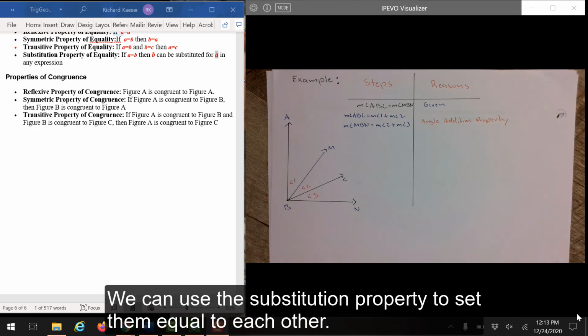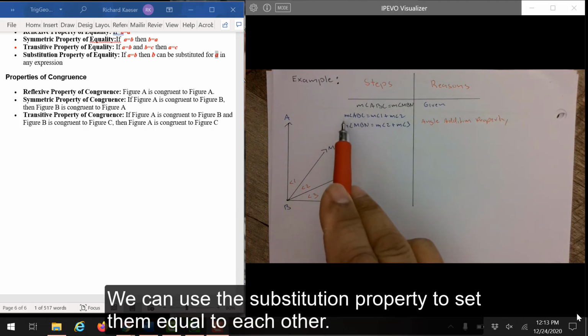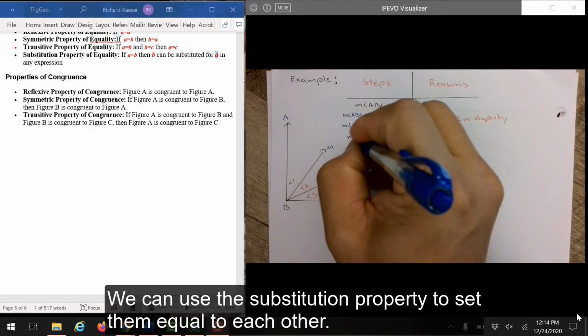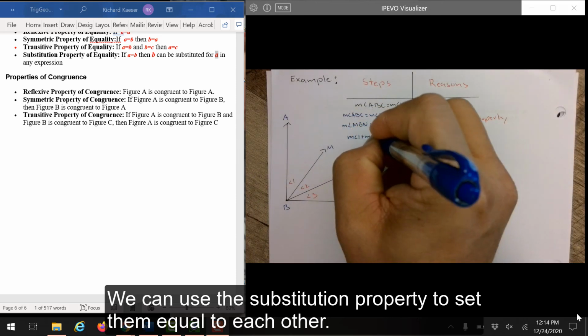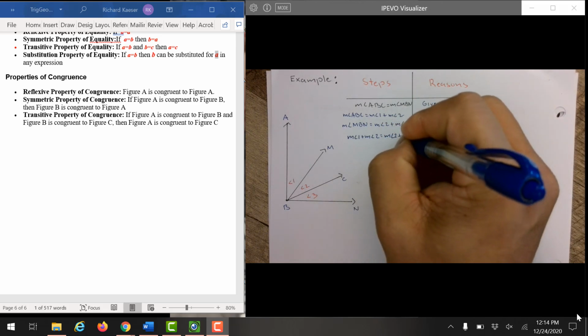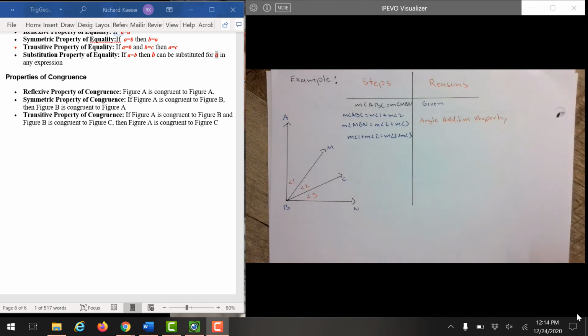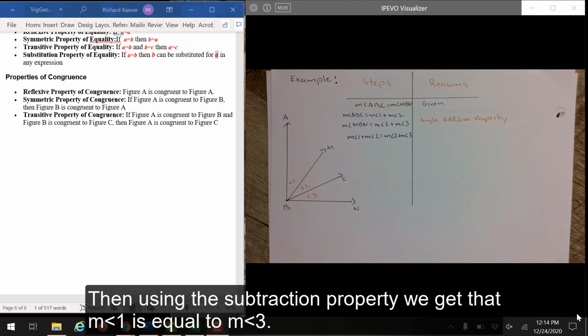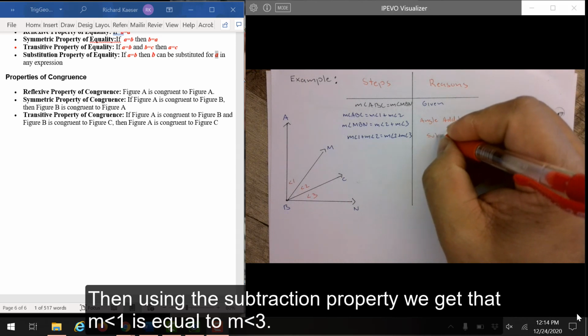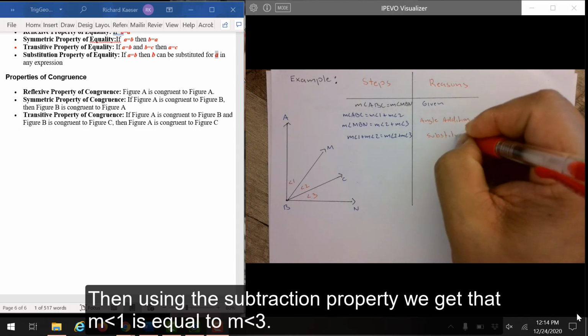We can use the substitution property to set them equal to each other. Then, using the subtraction property, we get that the measure of angle 1 is equal to the measure of angle 3.